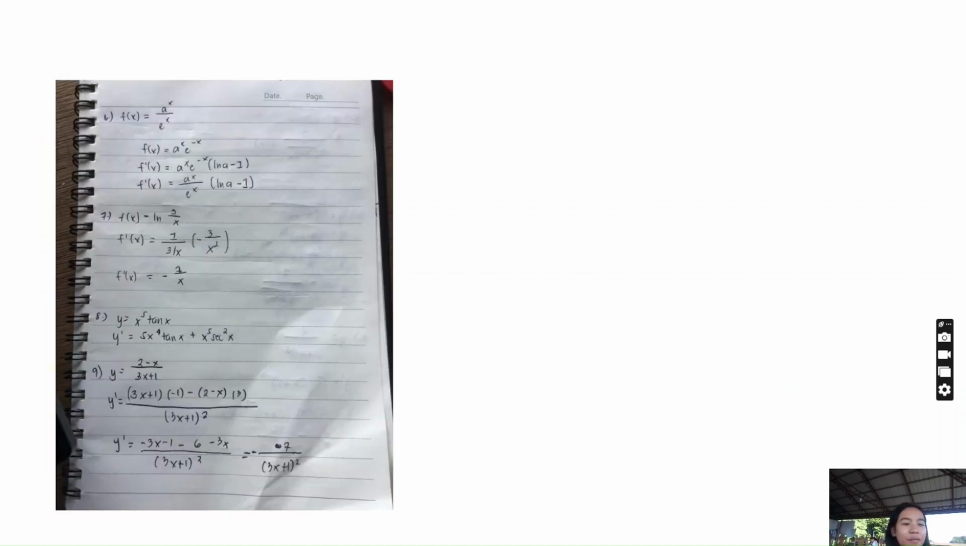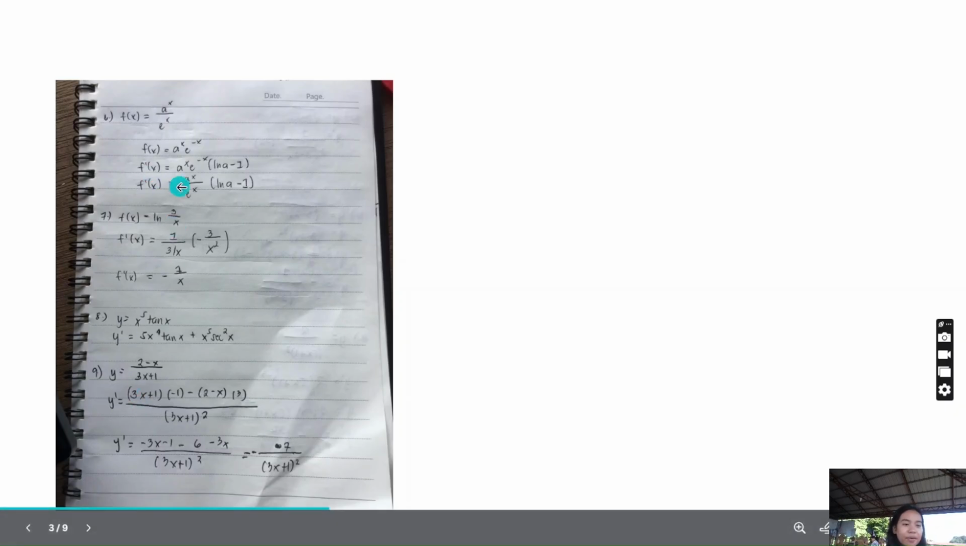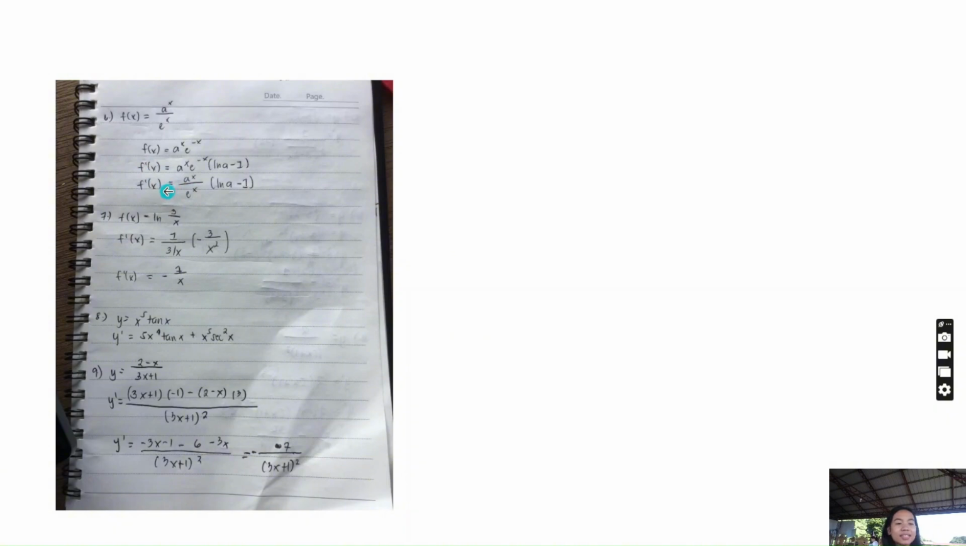So we are now to our number 6. We are given the function f of x equals a to the x all over e to the x. So we can write this as f of x equals a to the x times e to the power of negative x, since we know that the power of the denominator will always be negative. So we have here our answer f prime of x equals a to the x e to the power of negative x times ln a minus 1.